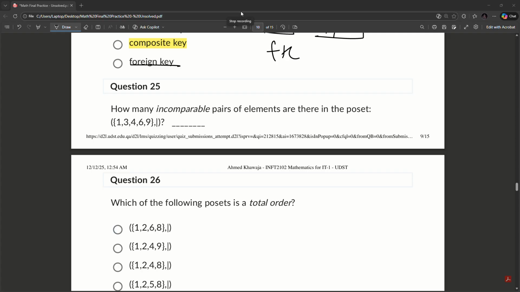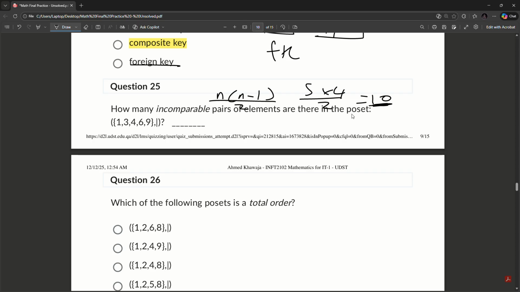Okay, to find the total number of pairs, the formula is n times n minus 1 over 2, which is basically 5 times 4 over 2, which equals 10. So there are 10 possible pairs, right?